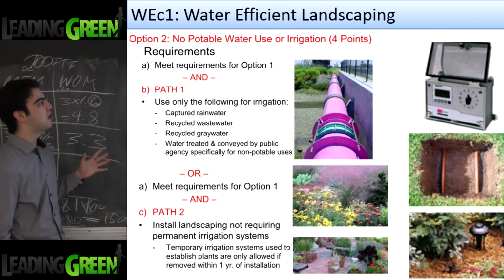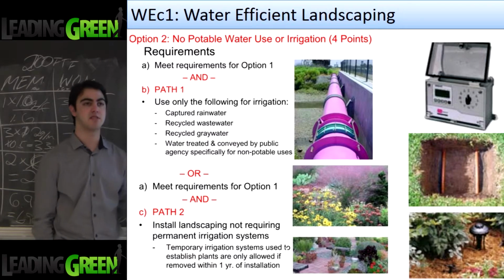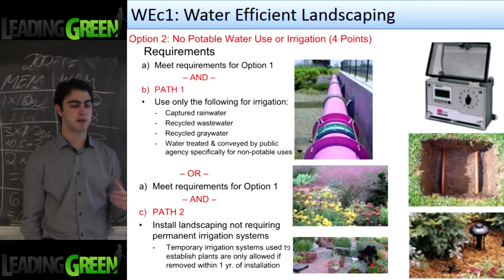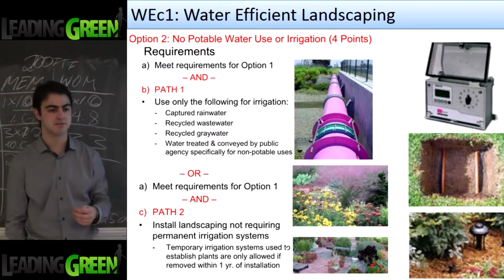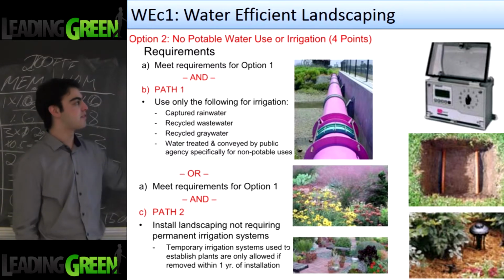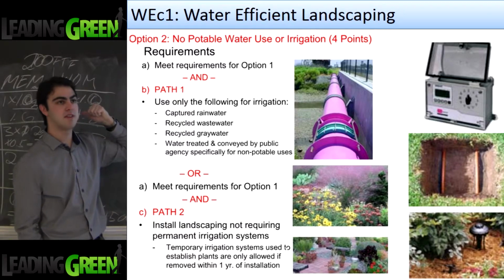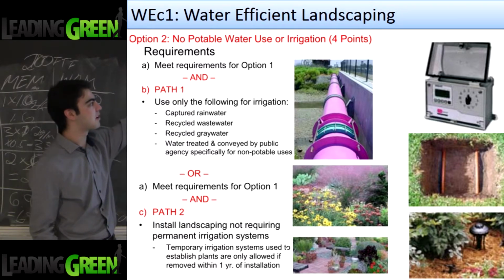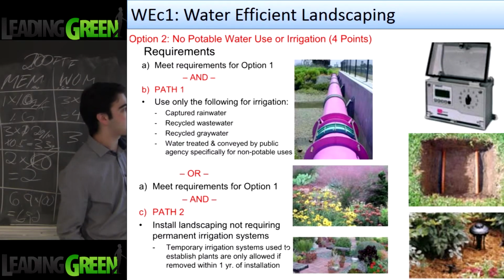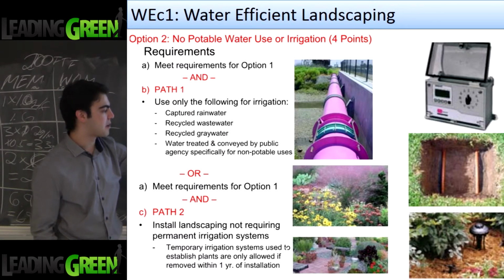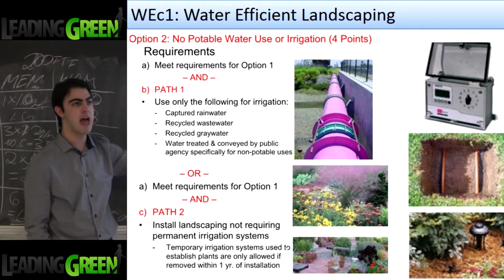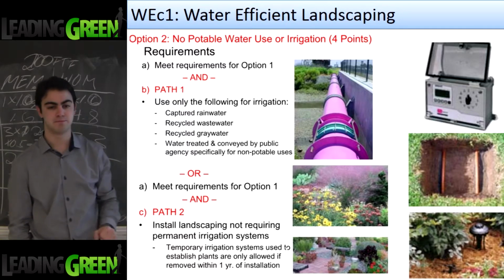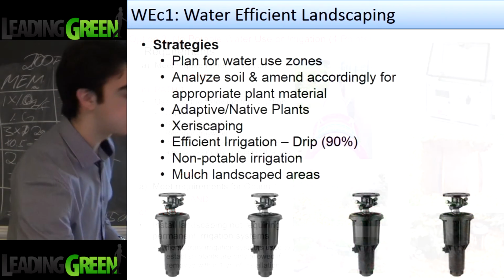This one is using absolutely no potable water, also known as xeriscaping. Right? Xeriscaping, a big word. Xeriscaping. So first you have to meet the requirements before this, obviously, because that was only 50%, and now we've got to go a little further and either use gray water, and these are 4 examples of gray water, or install landscaping that you don't need any irrigation for. So again, any way that you don't need to irrigate at all. And here are some strategies to do that.